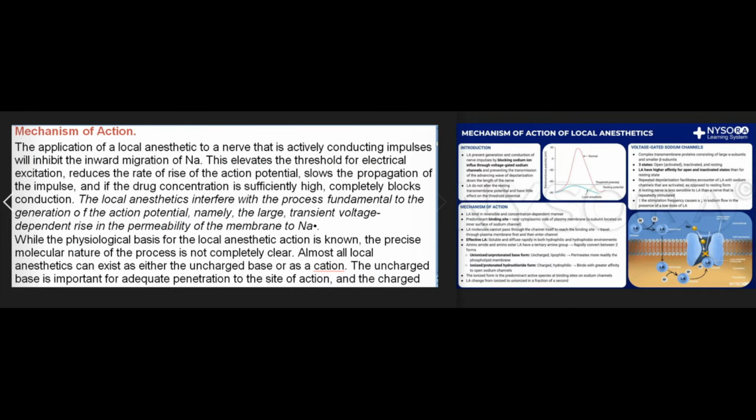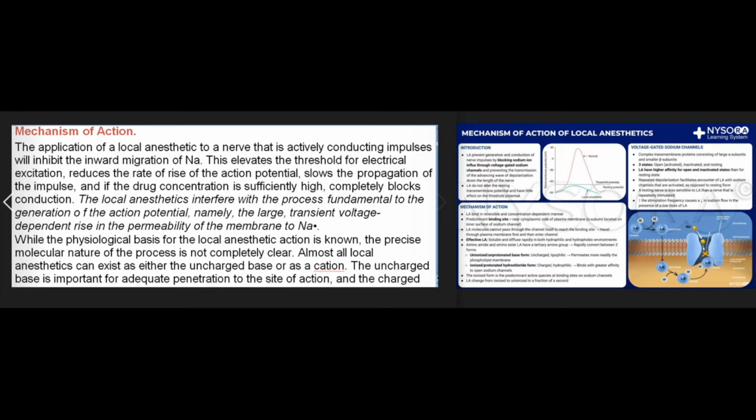Mechanism of action. The application of a local anesthetic to a nerve that is actively conducting impulses will inhibit the inward migration of Na. This elevates the threshold for electrical excitation, reduces the rate of rise of the action potential, slows the propagation of the impulse, and if the drug concentration is sufficiently high, completely blocks conduction. The local anesthetics interfere with the process fundamental to the generation of the action potential, namely, the large, transient voltage-dependent rise in the permeability of the membrane to Na.